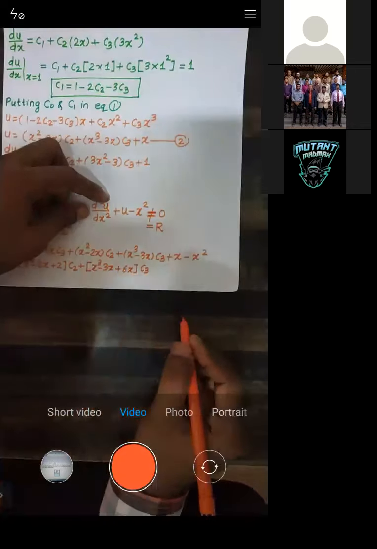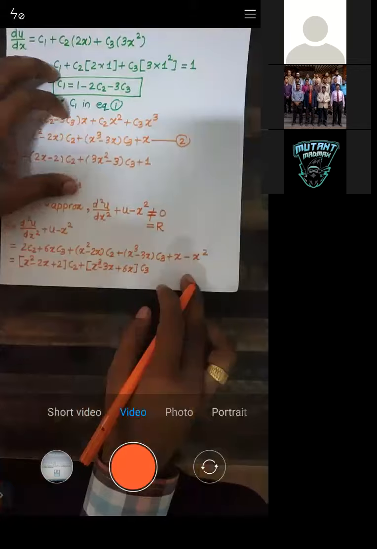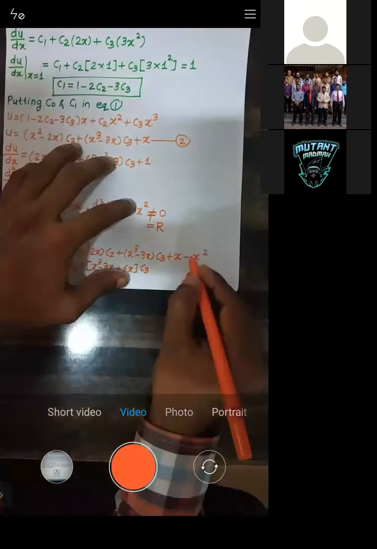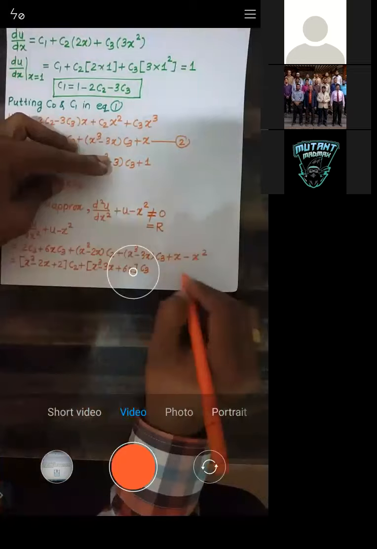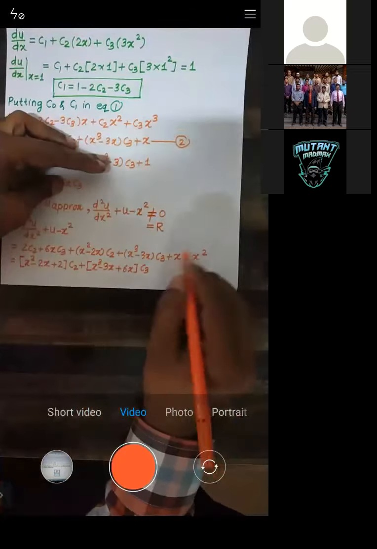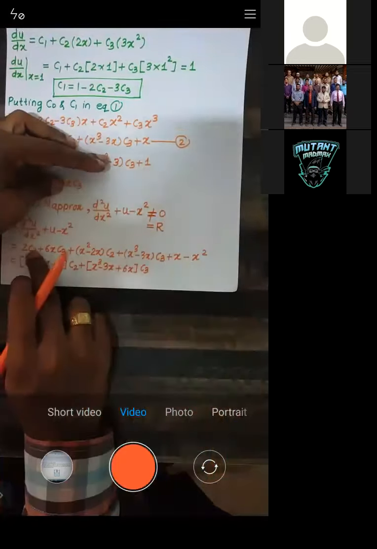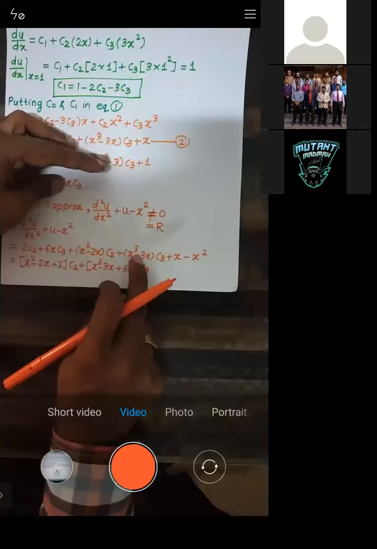This becomes the coefficient of C3, right? Now let's arrange this term. See, this is a constant term. It doesn't have any coefficient to them, right? See, this term we have taken care of, this term we have taken care of, this also we have considered, this also we have considered, right? This is remaining.